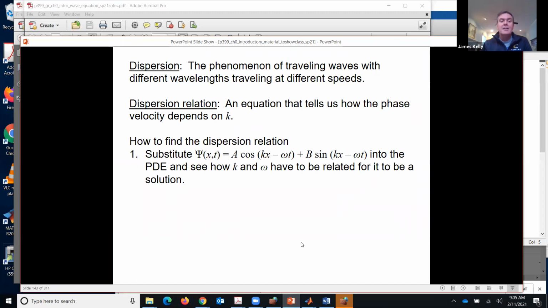And so we're going to see this coming back later because we're going to be concerned with the dispersion relationship of the time-dependent Schrodinger equation.